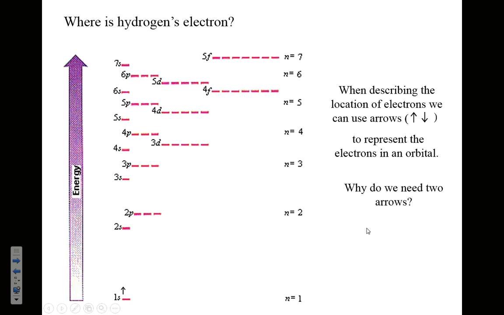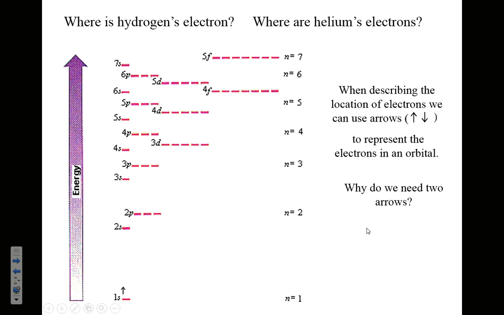So hydrogen only has 1 electron, so we're done. 1s with 1 arrow in it, an up arrow, we're done. So why do we need arrows? Remember, it's going to be about the spin quantum number, the fourth bit of quantum information. Now, if we had helium, we have 2 electrons. Well, where is its electron going to be?